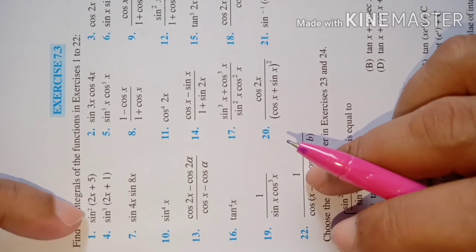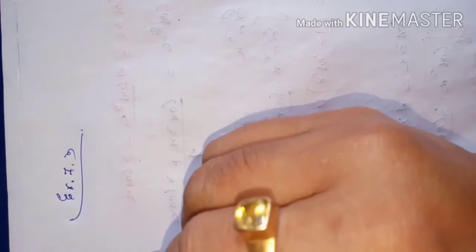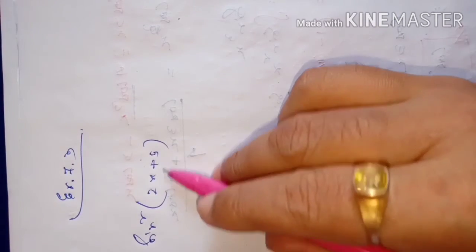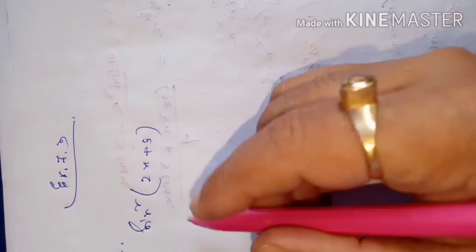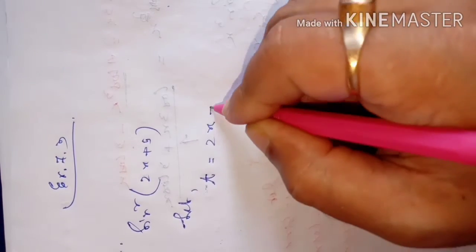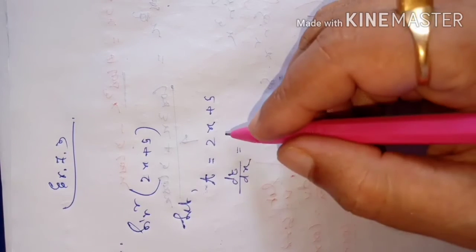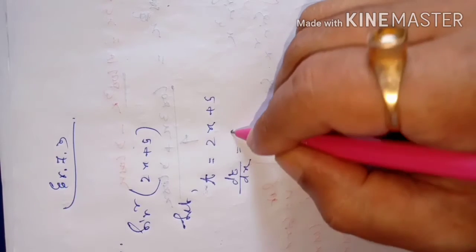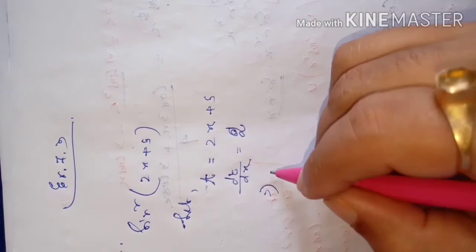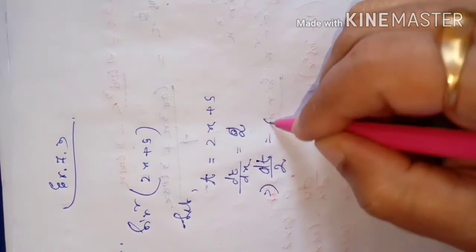Question number 1: you look at sine square twice x plus 5. Let us solve this question now. If we take this twice x plus 5 as, suppose, t, a new variable, then dt by dx, taking the derivative with respect to x, will be 2 only. So from here we can say that dt by 2, this 2 coming here, is equal to dx.